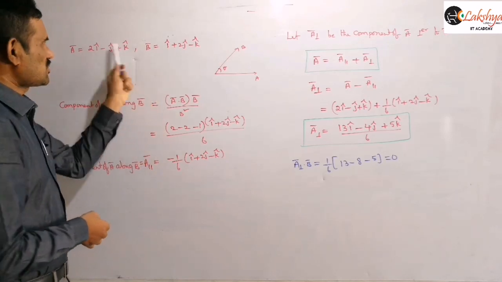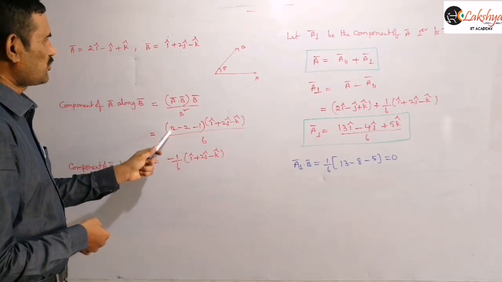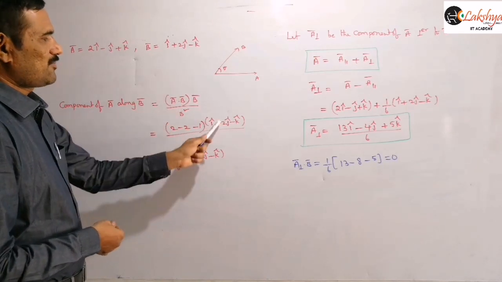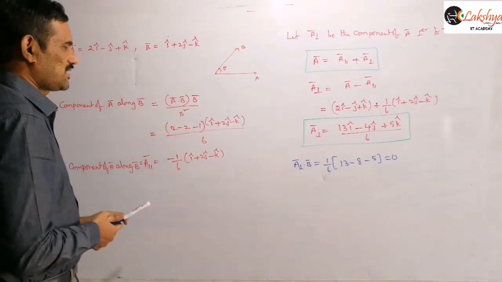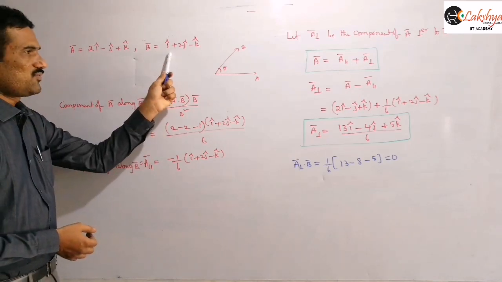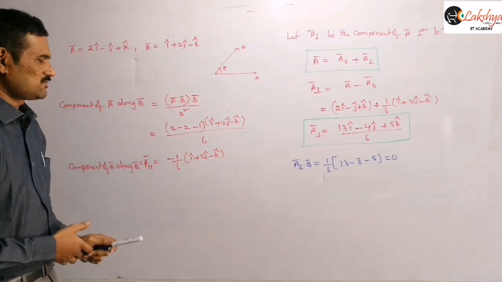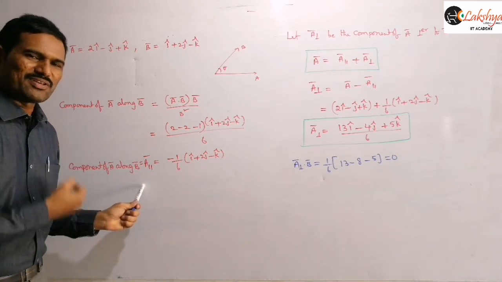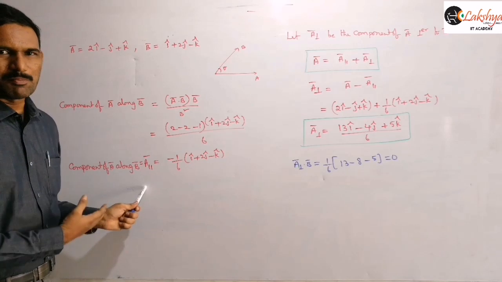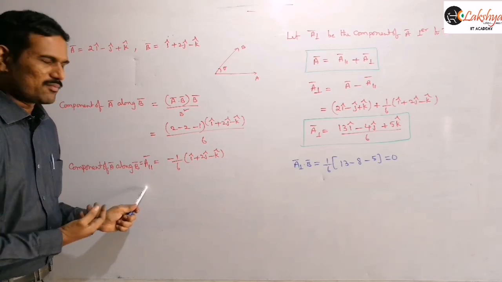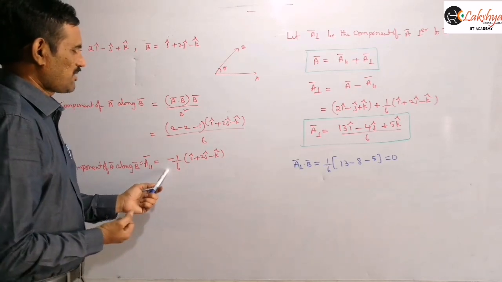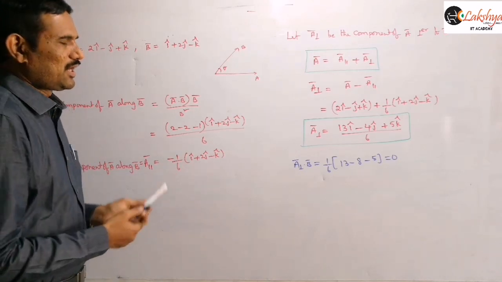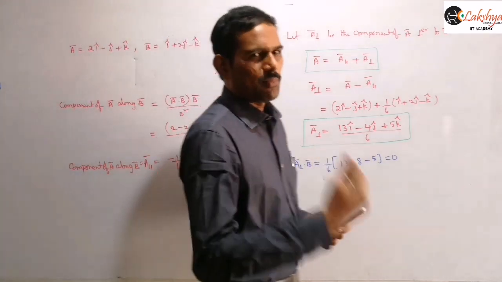So I am substituting those values here. The dot product gives 2 minus 2 plus minus 1, and b bar is i cap plus 2j cap minus k cap. By b square, meaning the square of the mod of this value, you will get 6. That component of a bar along b bar, which I am naming the parallel component, parallel to b bar, we get as minus 1 by 6 into i cap plus 2j cap minus k cap. Now we are going to calculate the perpendicular component.